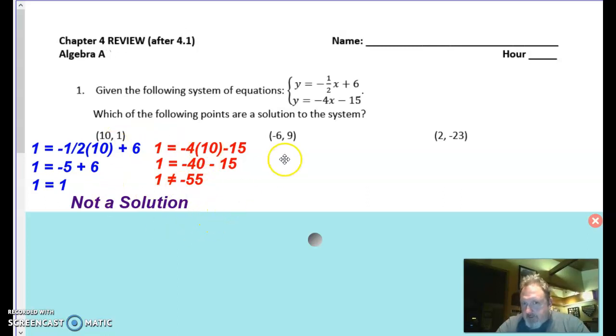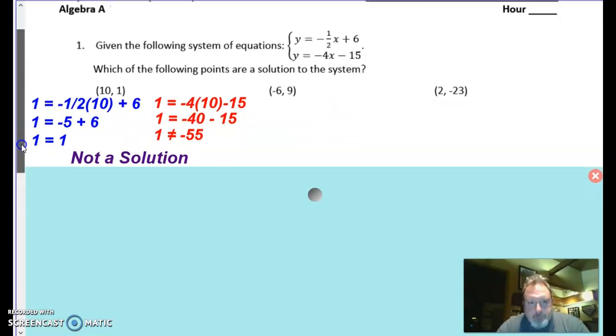So this is the process that you're going to repeat with these 2 points right here. Start with the first equation. If it works for the first one, then check the second one. If it doesn't work for the first one, then you don't even have to carry on with checking the second equation. So that's how we do number 1.